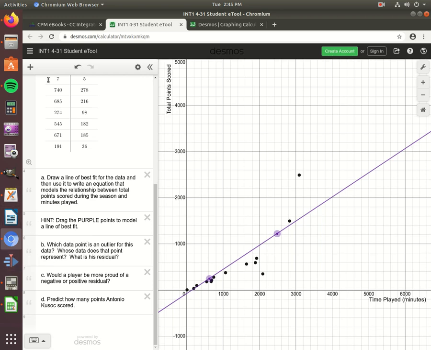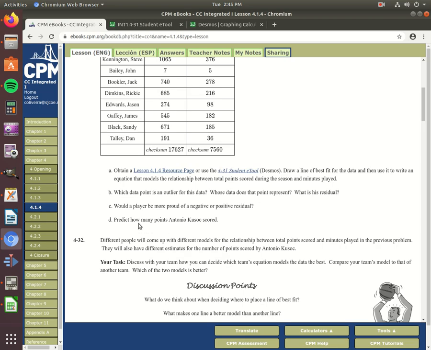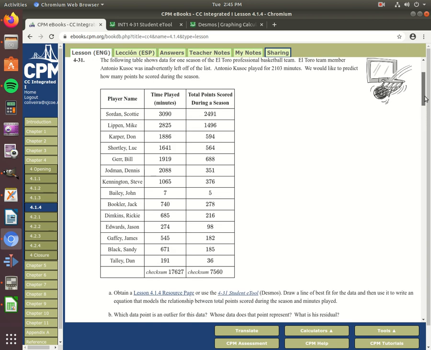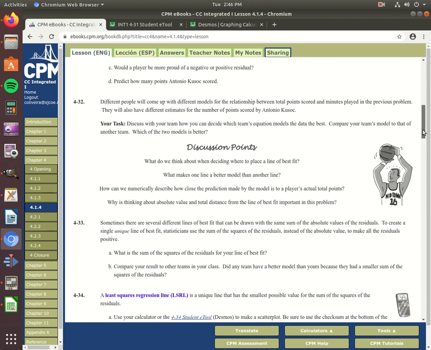All right, so continuing along. Predict how many points for Kukoc. We already did. It was like 2,103. No, it wasn't. He played 2,103 minutes. I don't remember what his prediction was, but it's earlier in the video. Well, maybe it's 1,030. That sounds familiar. 1,030 points is our prediction, I think.